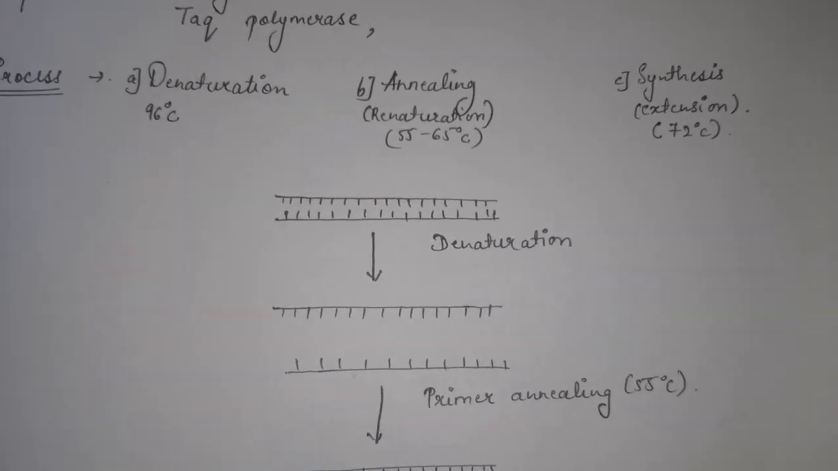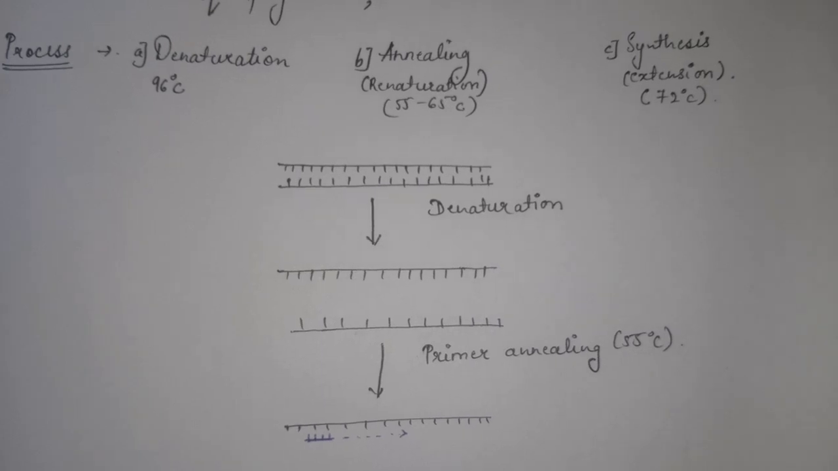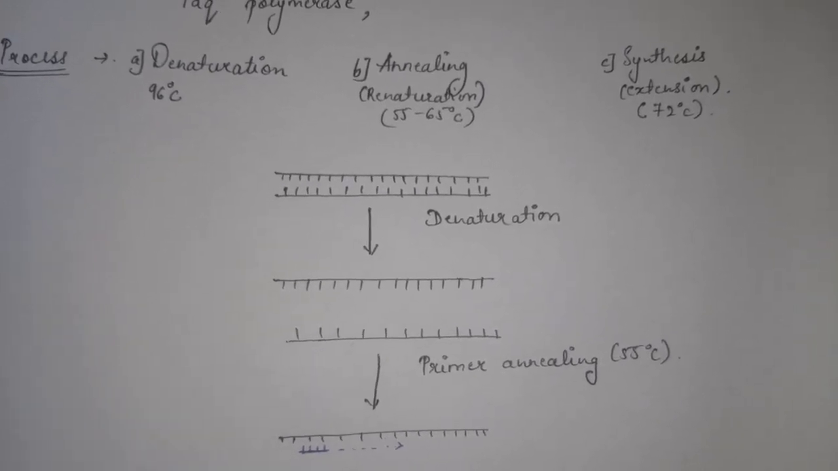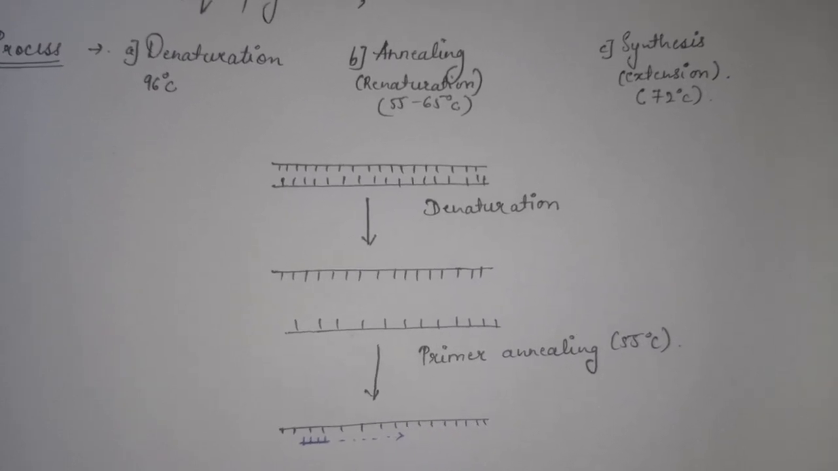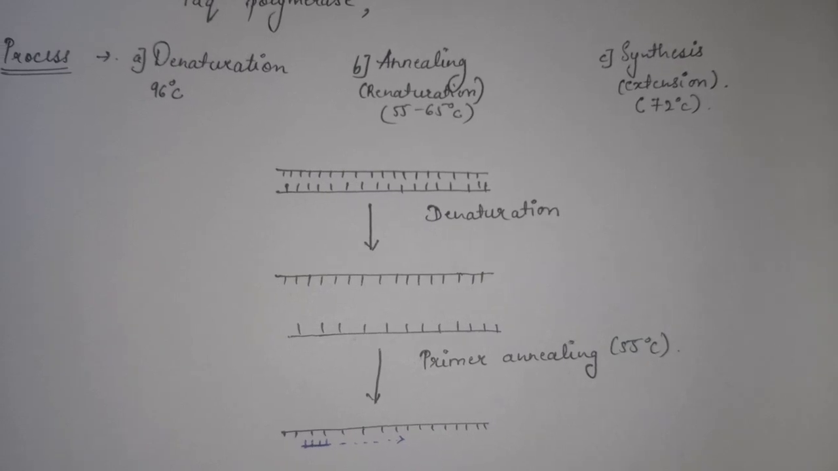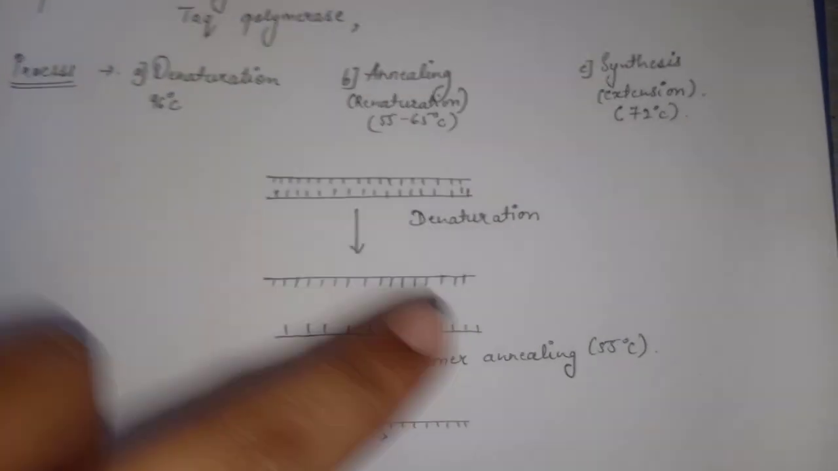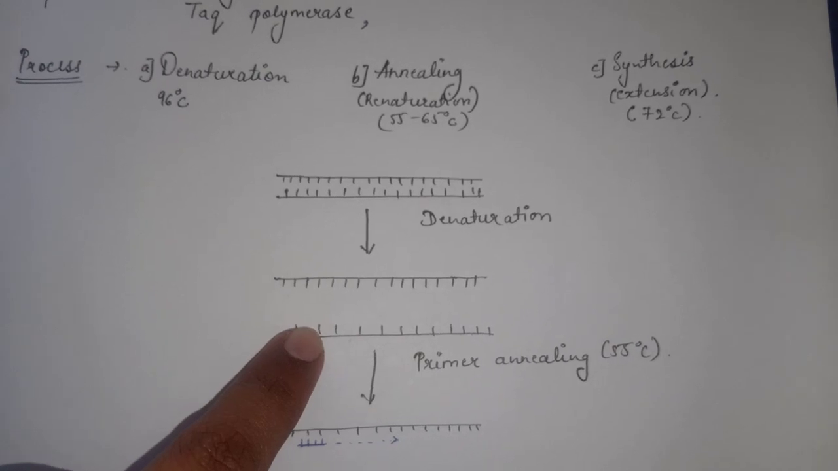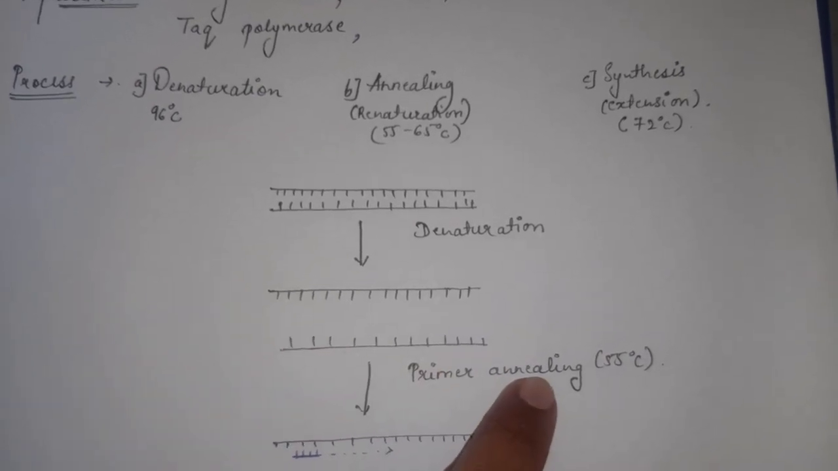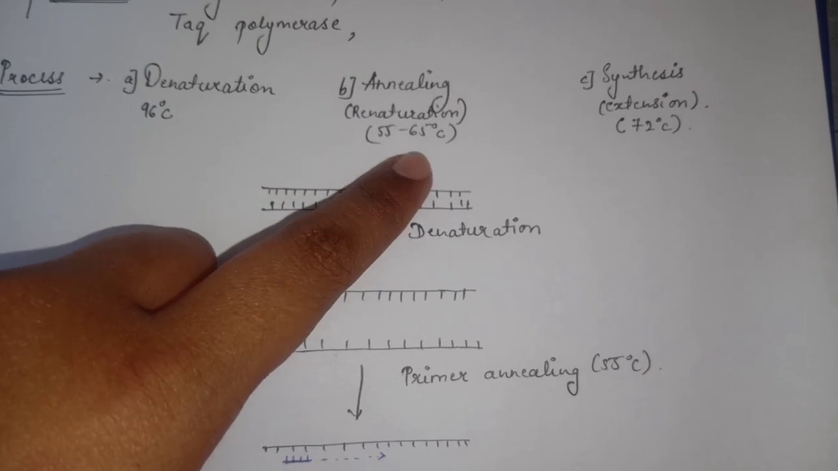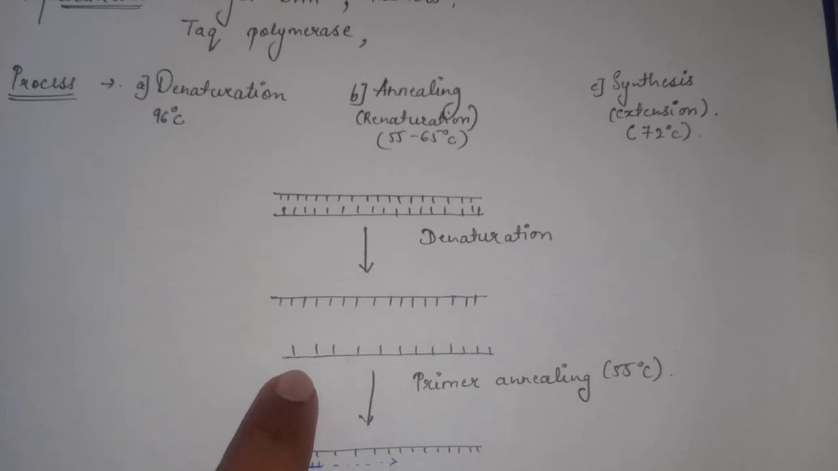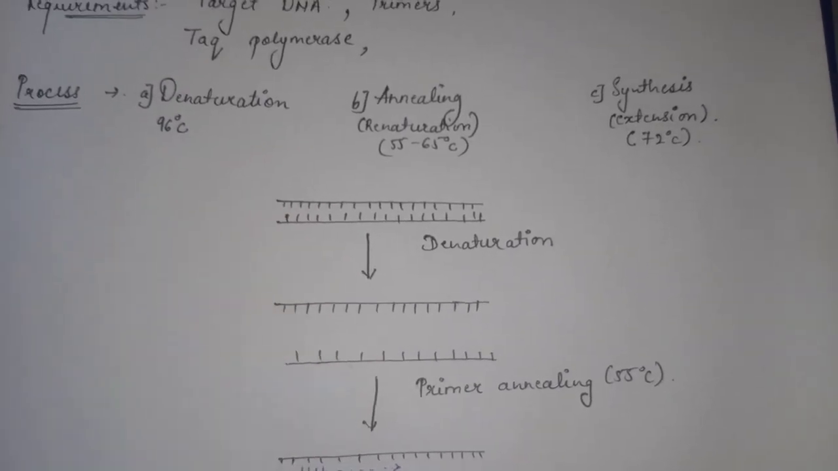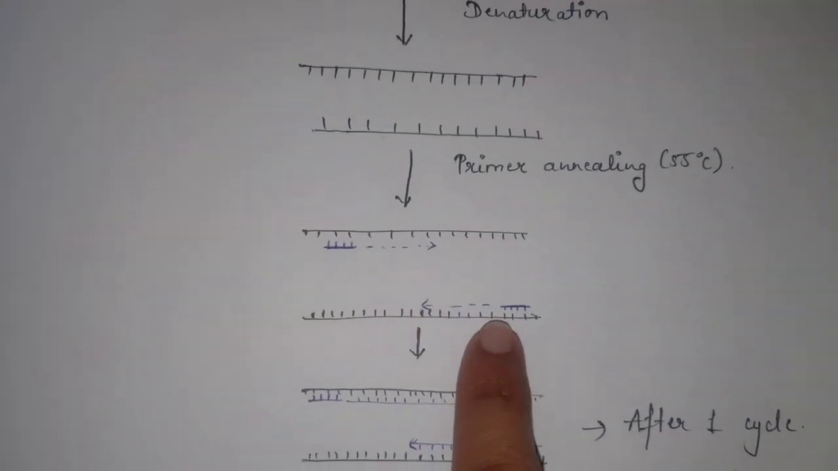After getting separated, where you get single strands, these templates can be allowed to get annealed with the primers. Primers are nothing but 10 to 20 nucleotide sequences which will be complementary to these types of templates. The primer annealing process is carried out at 55 to 65 degrees Celsius, or we can call this a renaturation process, where both the template strands will be allowed to get attached with the primers.